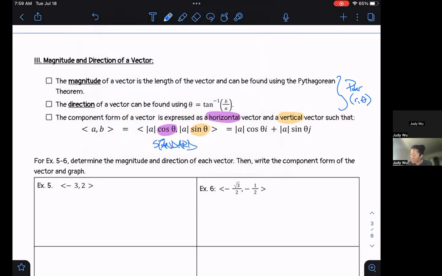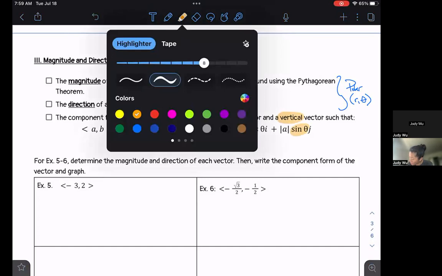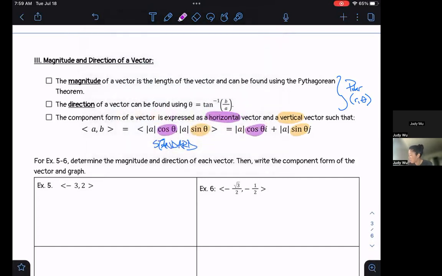And then we can take the cosine and the sine and include this i and j situation that I mentioned earlier, along with the magnitude, to get the component form in our rectangular situation. Okay, so standard with the brackets, rectangular with the i and j, but this a cosine theta and a sine theta, those give us the horizontal and vertical pieces of our vector.